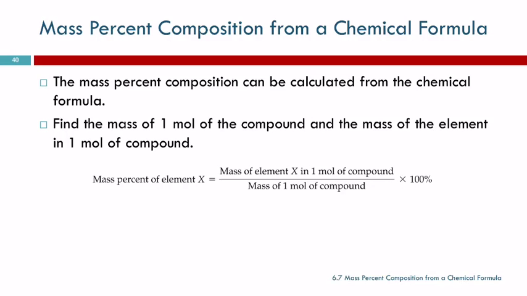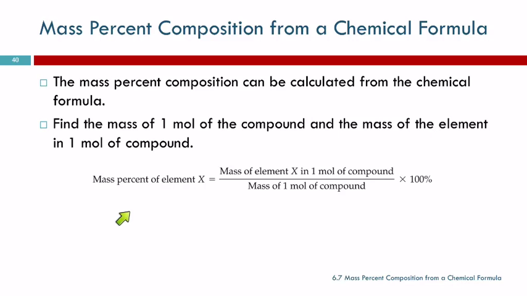Well, where do we get those mass percent composition numbers? One way is if we know the chemical formula, we can calculate it from the formula. There are different ways to do it, but I think the easiest way is to find the mass of 1 mole of the compound and the mass of your element that you're interested in that is in 1 mole of the compound. And then it's times 100 to get percentage.